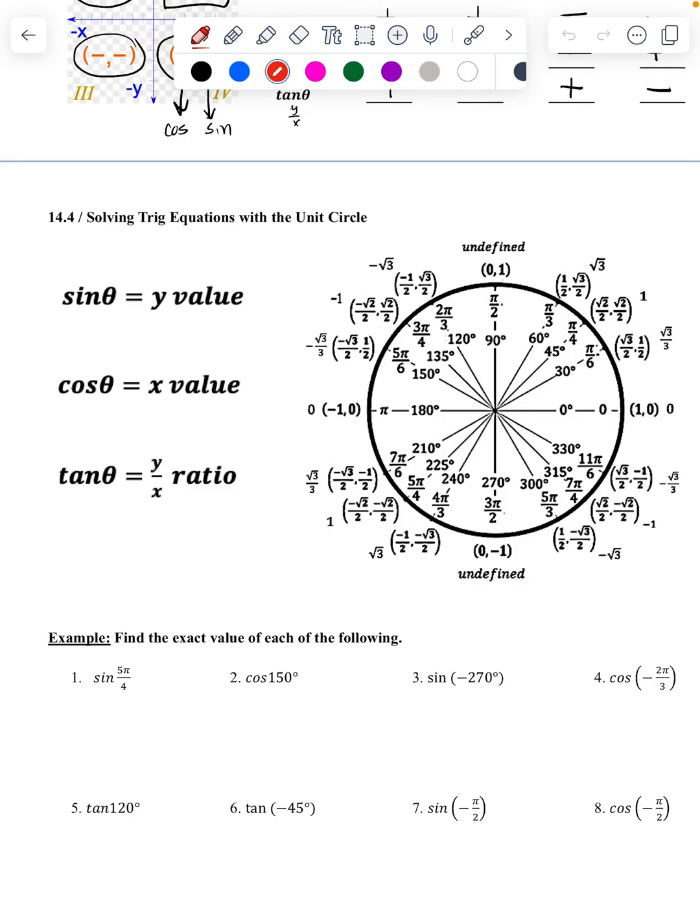All right, guys, this is the last lesson for chapter 14. It's kind of long, but maybe I'll do some of the examples, not all.